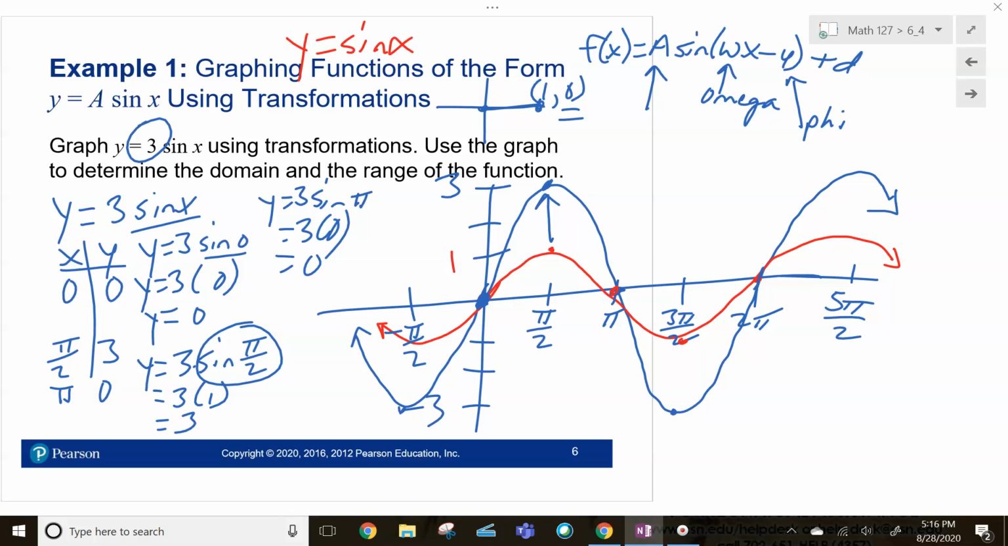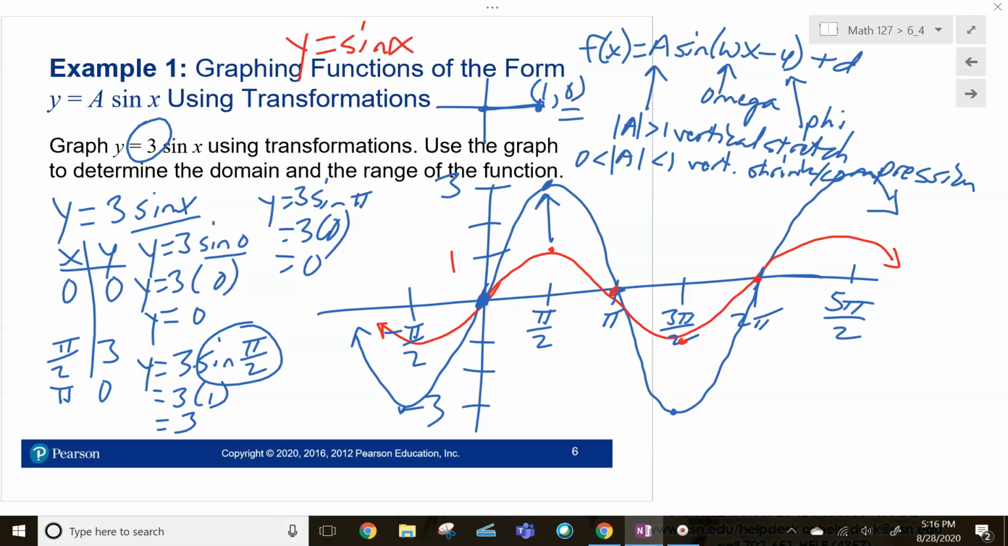And what this A is, if the absolute value of A is bigger than 1, it's going to be a vertical stretch. If the absolute value of A is less than 1, then it's a vertical shrink or compression. Kind of flatten it out instead. Okay. Now that A right there, that's called the amplitude. So amplitude, and it's the absolute value of A. It's going to stretch it out or compress it there, depending on if it's bigger or less than 1.